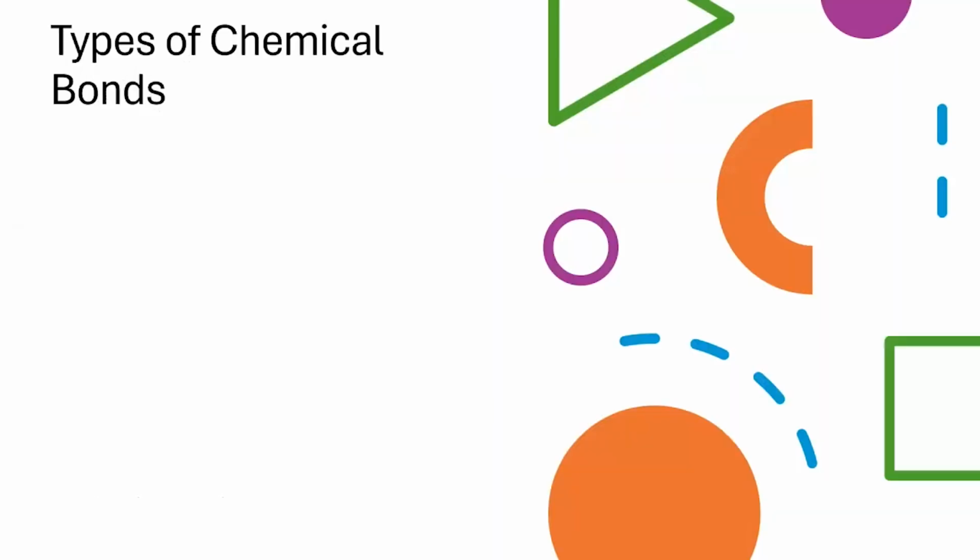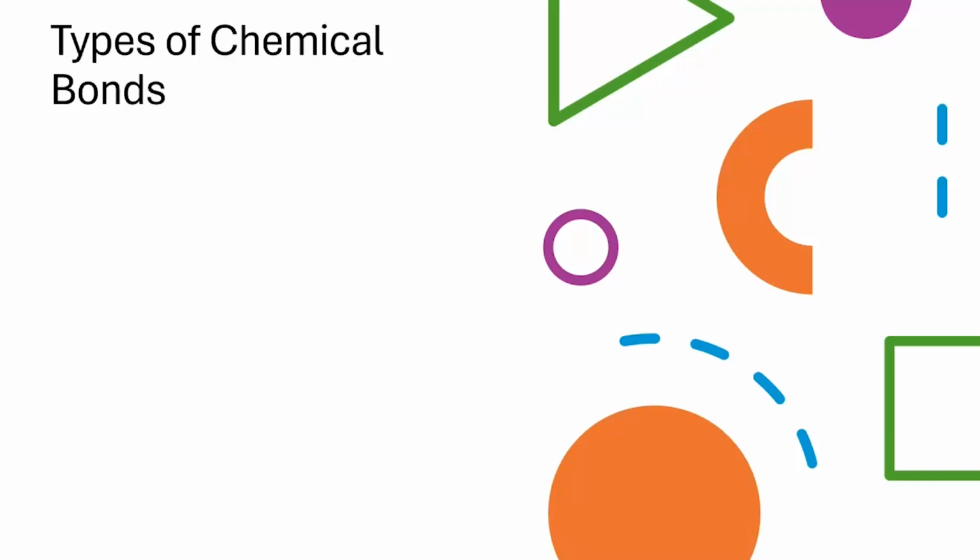Let's talk about the two main types of chemical bonds, covalent and ionic. Both happen when atoms try to fill their outer energy level, but they do it in different ways. In a covalent bond, atoms share electrons like they're passing around a cool new video game. It's like basically borrowing your friend's pencil. Hey, I just need it for a minute.